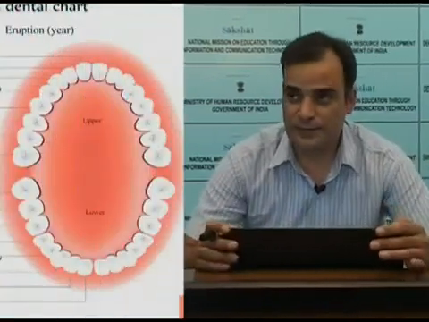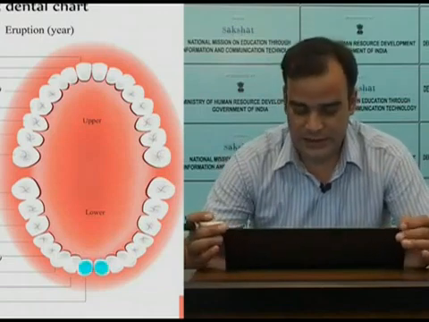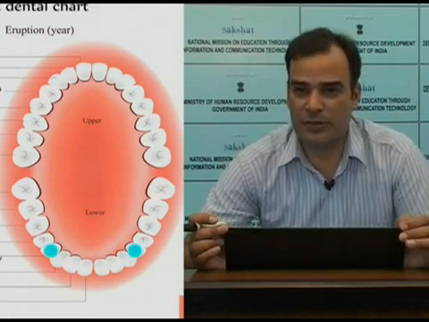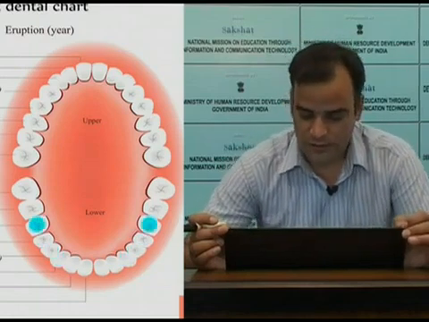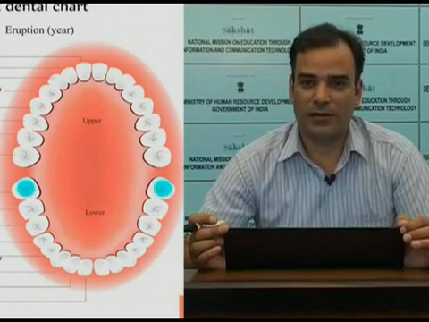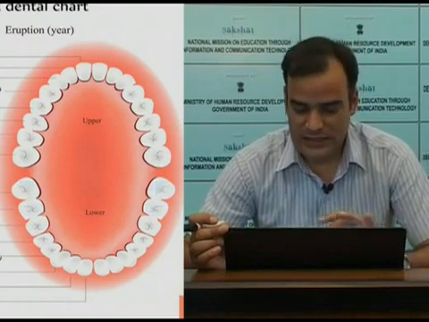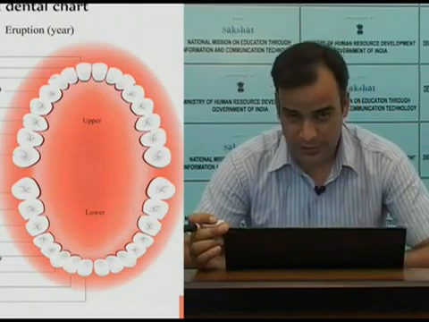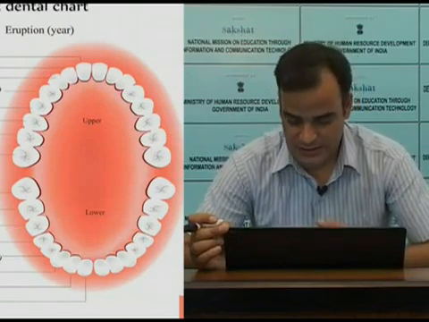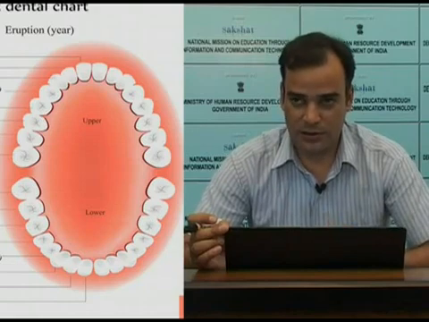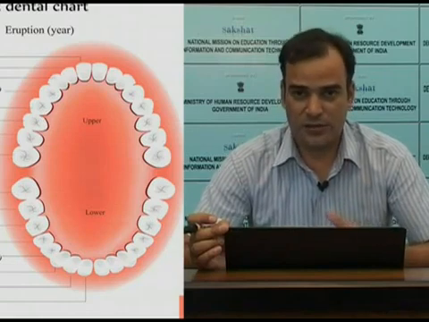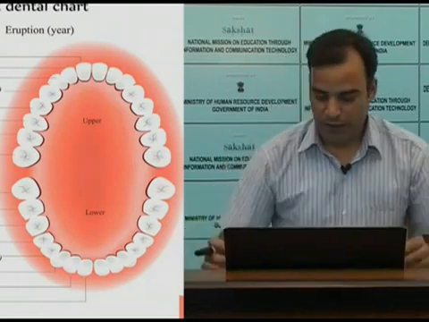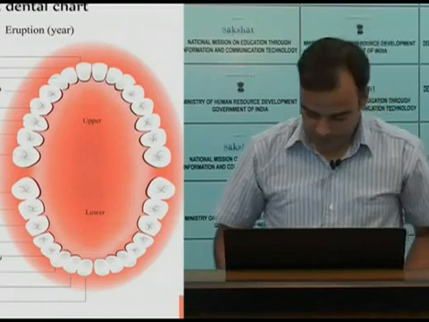Here in this diagram, you can see the central incisors, the lateral incisor, the canine, first premolar, second premolar, first molar, second molar, and third molar. This means this is the dentition of an adult person, and the number you can see here is 16 on the lower jaw and 16 on the upper jaw, thus making the total number of permanent teeth 32. Now what are the functions of the teeth?